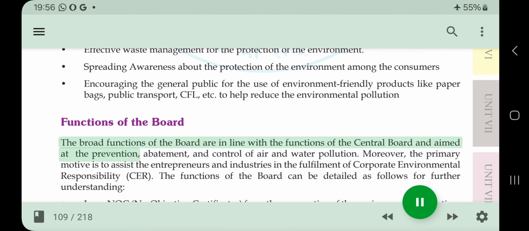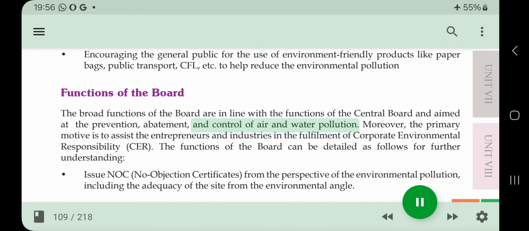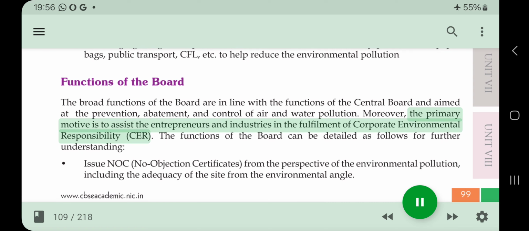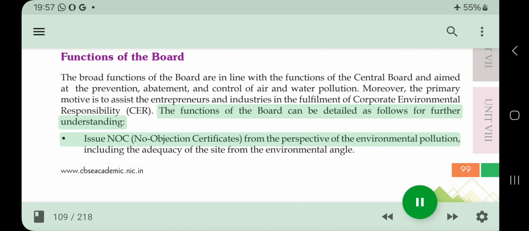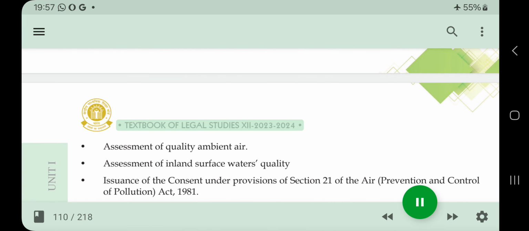Functions of the board. The broad functions of the board are in line with the functions of the central board and aimed at the prevention, abatement, and control of air and water pollution. Moreover, the primary motive is to assist the entrepreneurs and industries in the fulfillment of corporate environmental responsibility, CER. The functions of the board can be detailed as follows for further understanding. Issue NOC, no objection certificates, from the perspective of the environmental pollution, including the adequacy of the site from the environmental angle.